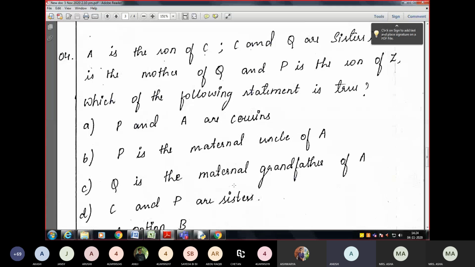Fourth one. A is the son of C. C and Q are sisters. Z is the mother of Q and P is the son of Z. Which of the following statements is true? A. P and A are cousins. B. P is the maternal uncle of A. C. Q is the maternal grandfather of A. D. C and P are sisters. So C and Q are sisters and A is the son of C. C is the mother of A.